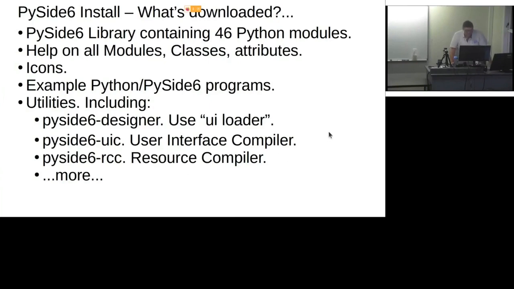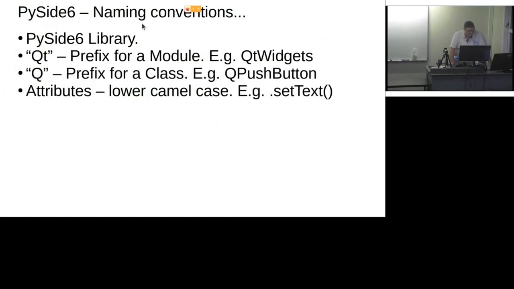So if you go to the library, let's just look at some naming conventions. PySide 6 is the library, and if it's a Qt, then it's the prefix for a module. So Qt widgets is the module that contains most of the widgets available. So you find push buttons and things, classes under that. If it just starts with a Q, then it's a prefix for a class. So QPushButton is one of the classes available. And the attributes normally use the lower camel case style. So it'll have like dot set and then a capital T for text. Okay, so that's what you've got to get used to.